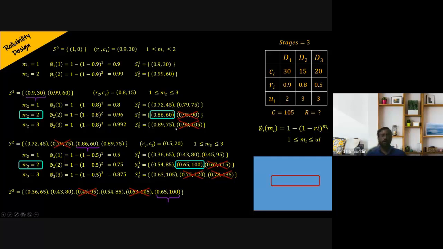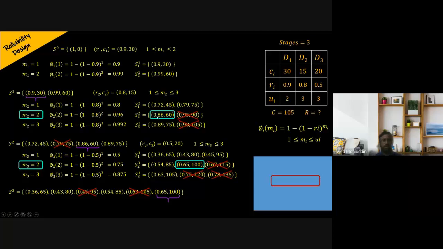Then how did we get 0.86 and 60? By obviously using 0.9 and 30 as the element. Now you may be thinking, how is it that we got 0.86 and 60 this way? Because this is the second element of the set. So obviously the second element we got by multiplying the reliability and adding the cost to the second element itself. So this is the first element, this element is eliminated, so this one is the second element. That is why we have the second element of S32.